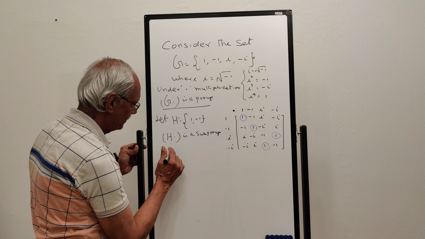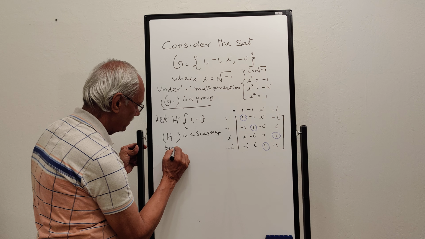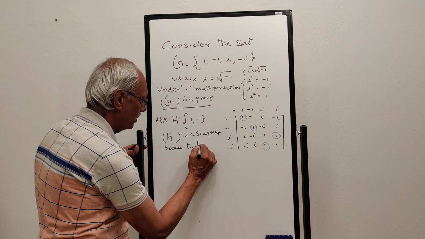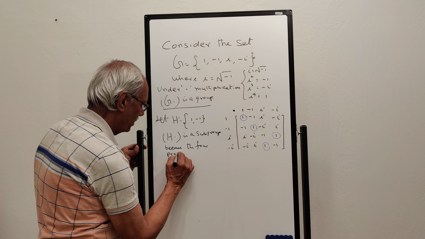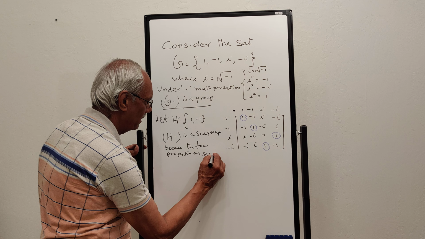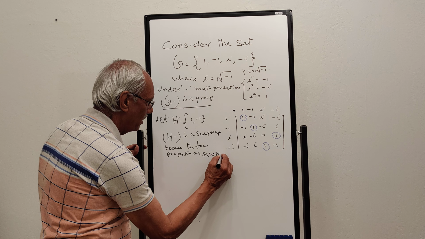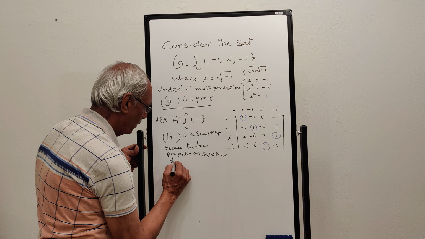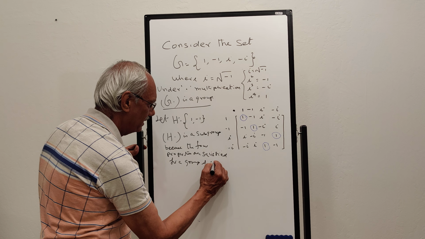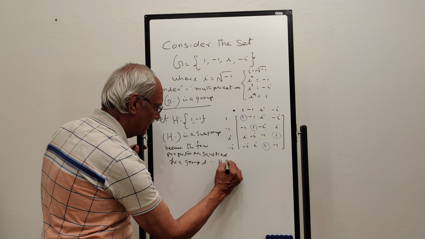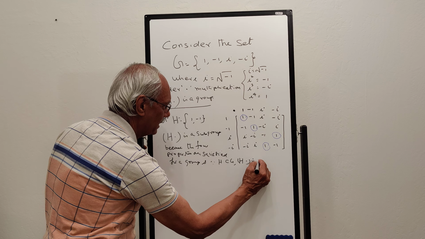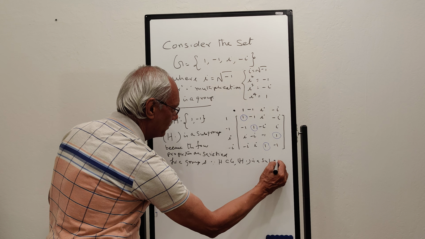Because the 4 properties are satisfied for a group, and since H is a subset of G, H dot is a subgroup.